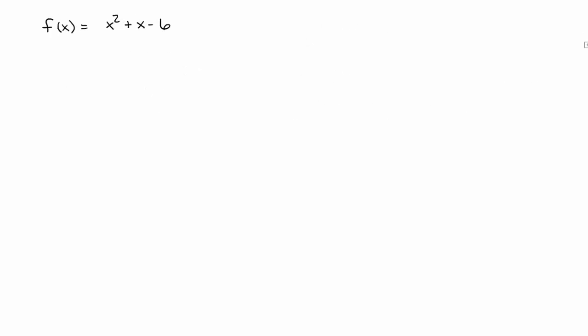In the next example, we have a quadratic function. I usually start with finding the y-intercept because I feel like it's easier to find. So we're going to plug 0 in for x, and we would have 0 squared plus 0 minus 6, which is negative 6. So our y-intercept is (0, negative 6).